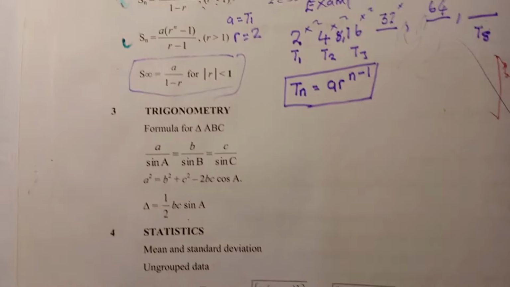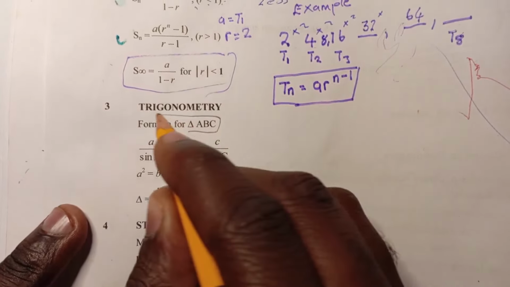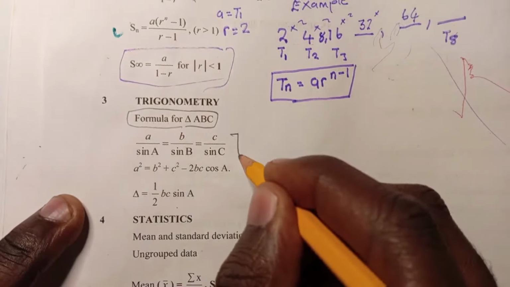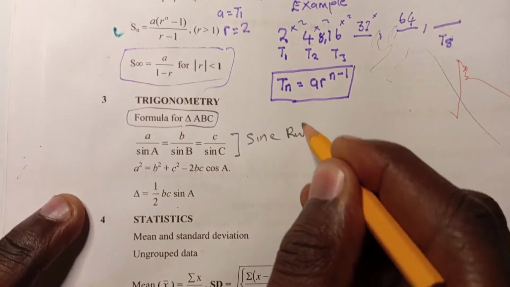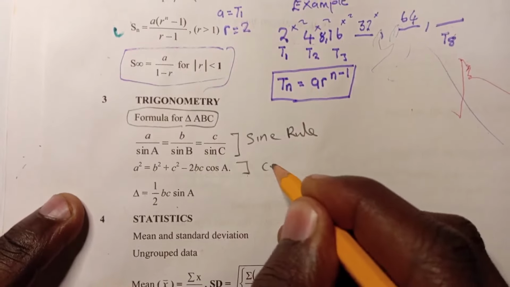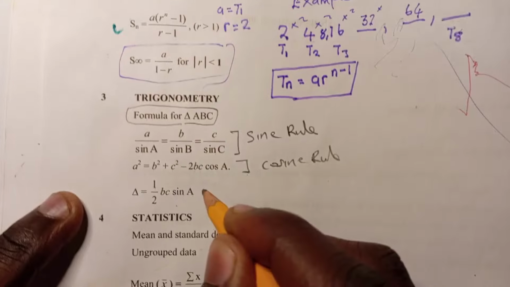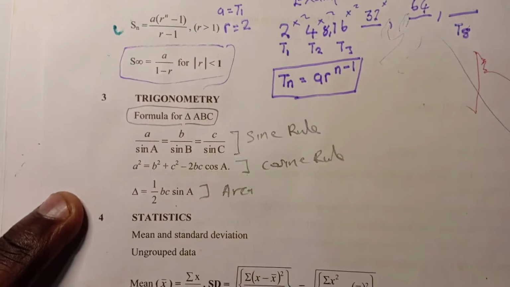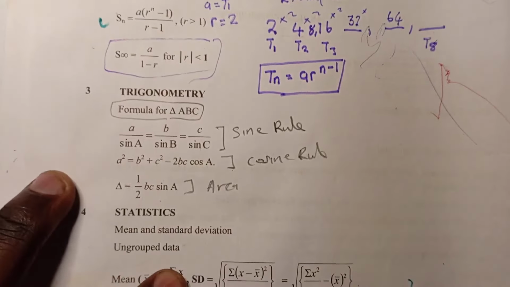These are the formulas under trigonometry. Okay, so these formulas apply for a triangle. That's why you are always given a triangle when you have trigonometry. So you have this formula here, which we call the sine rule, and this one is called the cosine rule. And this one is to find the area. Most of these are the questions that are being asked there.